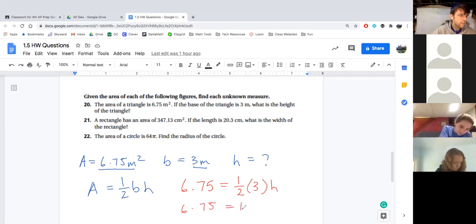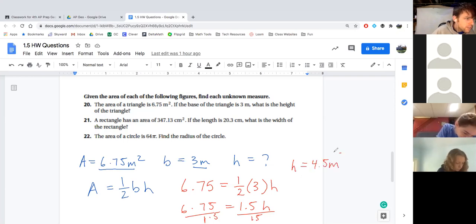1/2 of 3, that's 1.5. And then I just need to divide by 1.5. So doing those calculations, I get 4.5. So my height is equal to 4.5 meters.